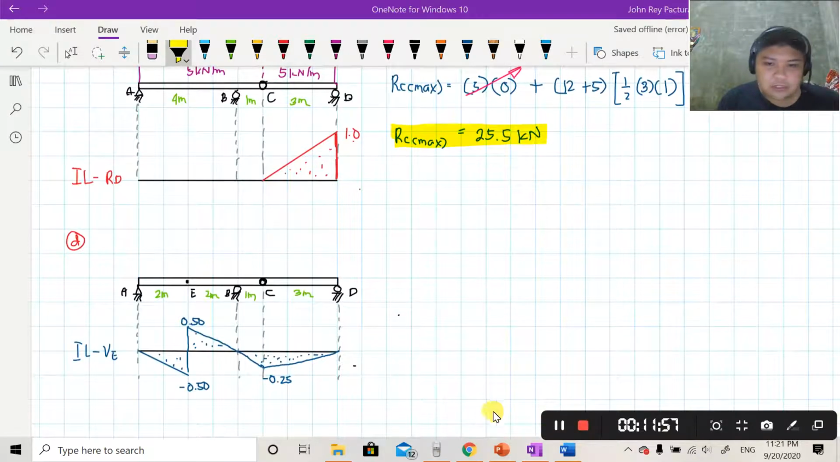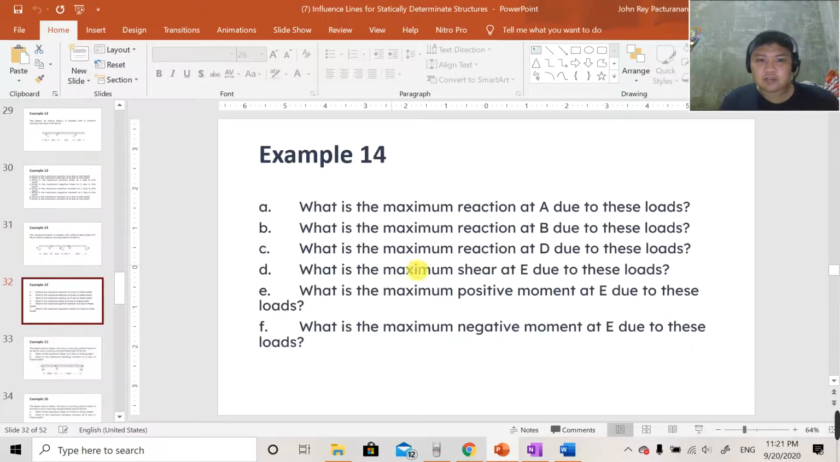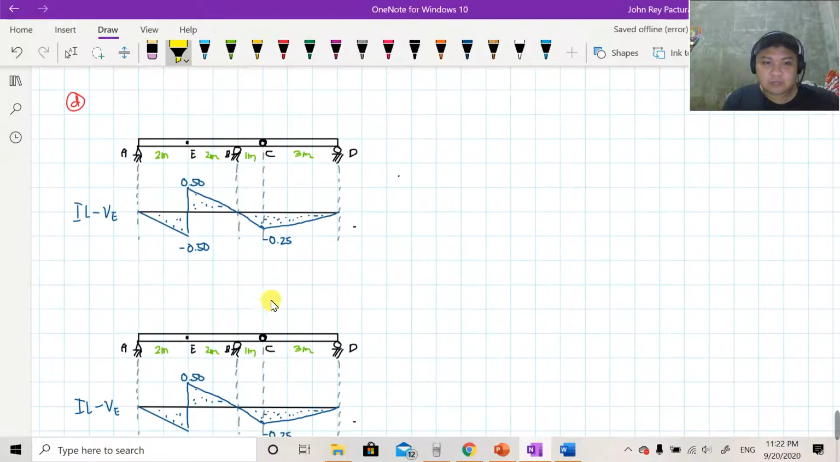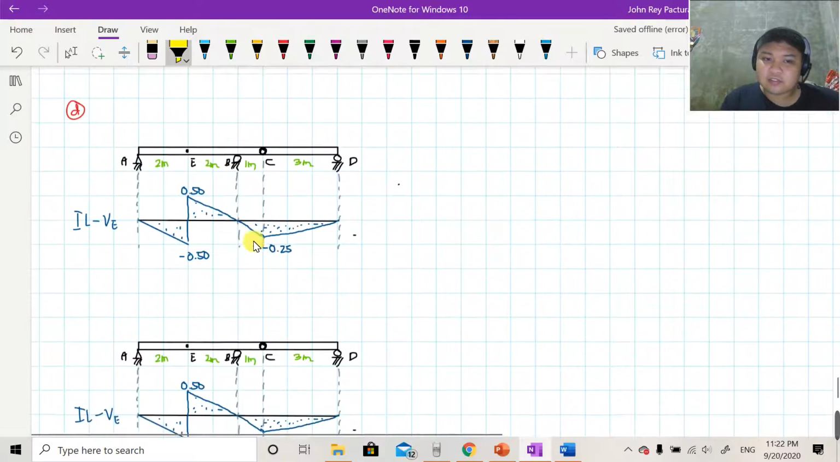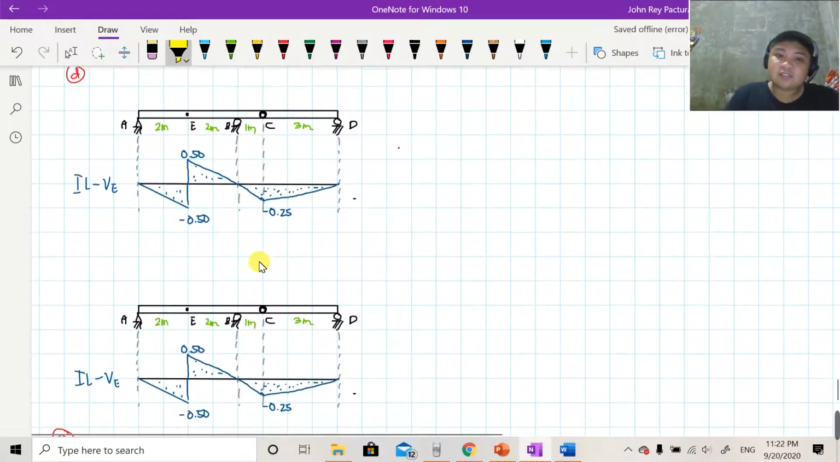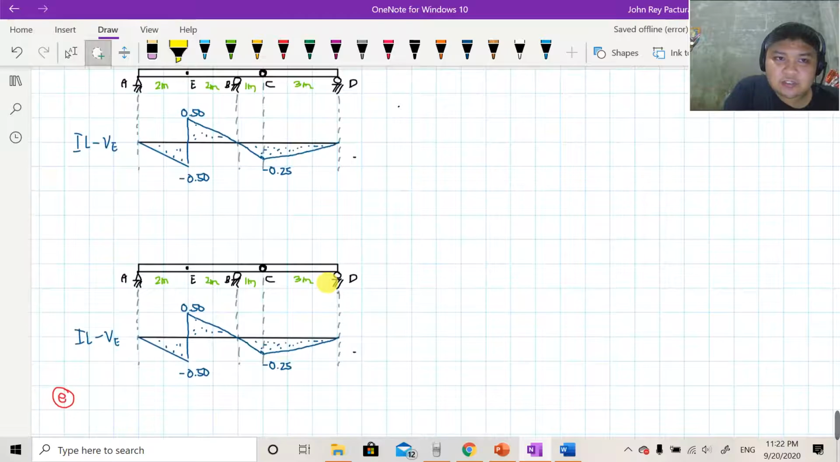So next tayo, ang tinatanong, class, sa next na problem: what is the maximum shear at A due to this load? Ibig sabihin, kung mapapansin nyo dito sa OneNote, may dalawa akong prepare. Katulad nga kanina, since positive shear, kailangan mong i-consider both positive shear and negative shear. Although, class, kung akong tatanungin, negative shear na lang yung i-consider nyo.